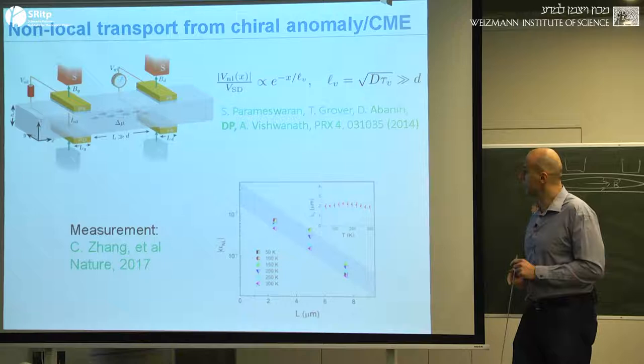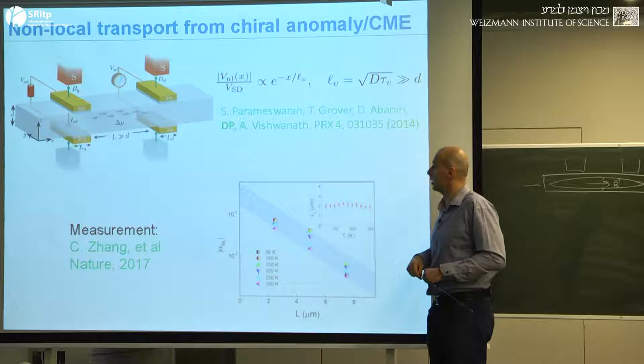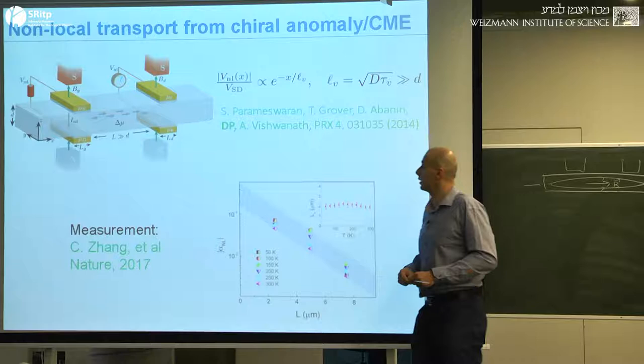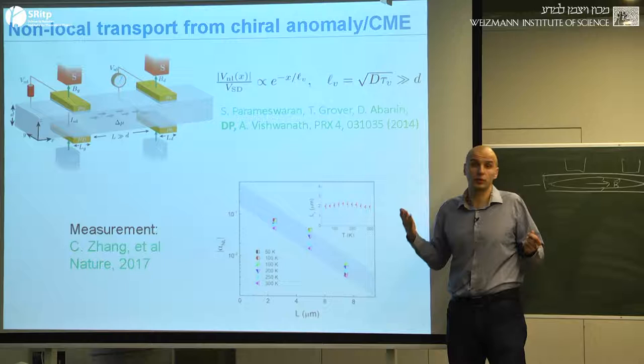And this measurement was done in the Fushan Zhu group at Fudan University. What they basically did is an experiment on cadmium arsenide, a Dirac semimetal, which showed the existence of this non-local voltage with expected exponential decay, and this valley relaxation length was essentially 2 micrometers and pretty temperature independent. So it's a long-range non-local voltage that they were able to measure.